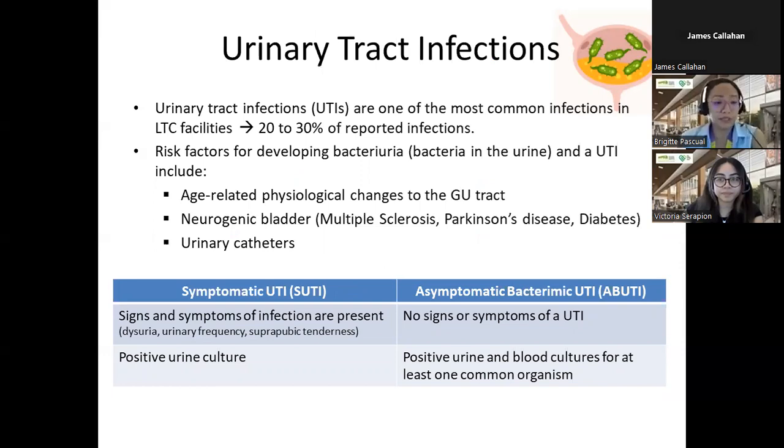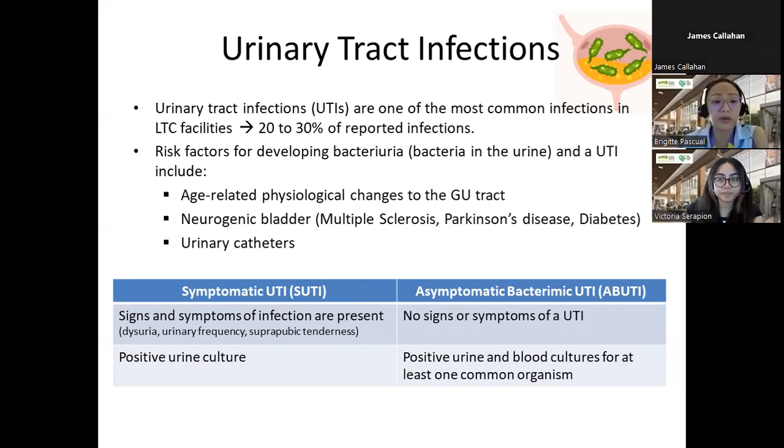Next slide, please. Urinary tract infections. It is important to remember that the urinary tract is normally sterile. UTIs, or urinary tract infections, are one of the most common infections in nursing homes, accounting for 20 to 30% of reported infections. Risk factors for developing bacteriuria and UTI include age-related physiological changes to the genitourinary tract, neurogenic bladder, and use of catheters to assist with urination.